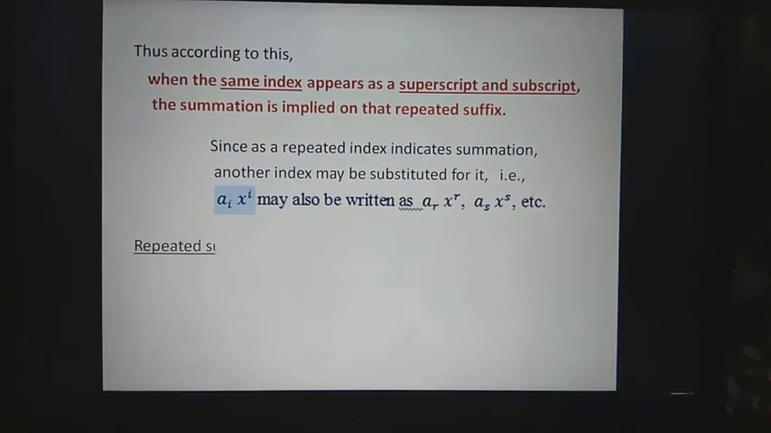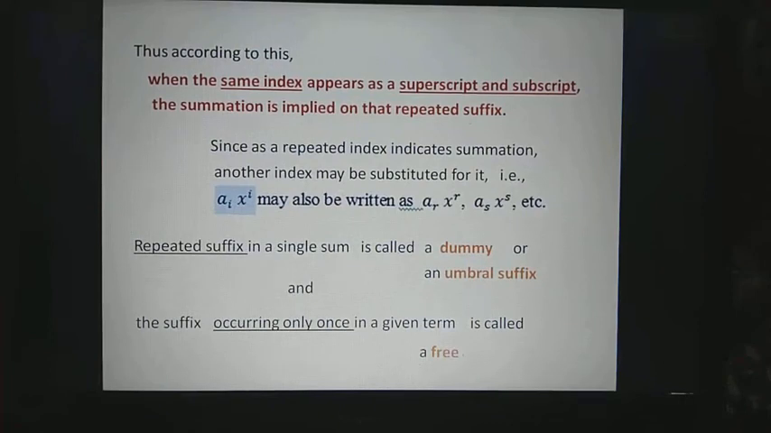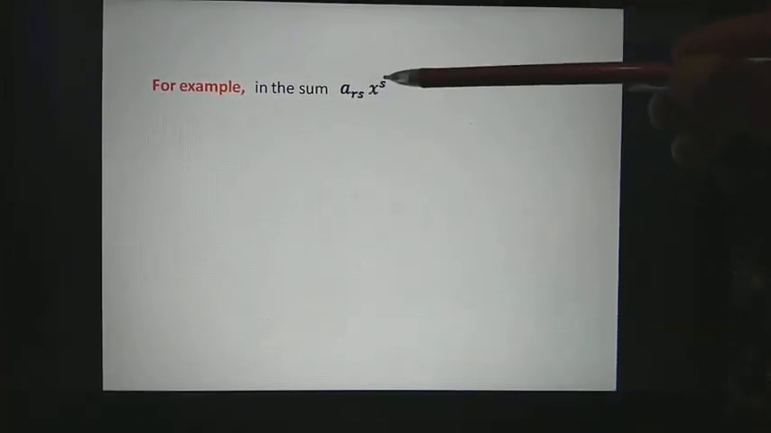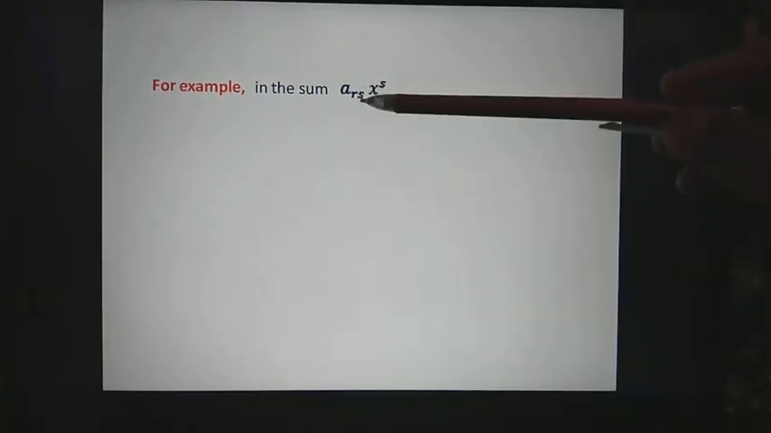A repeated suffix in a single sum is called a dummy suffix or an umbral suffix, and the suffix occurring only once in a given term is called a free suffix or real suffix. For example, in the sum ars xs, the suffix s is repeated twice, and hence the suffix s is a dummy suffix.